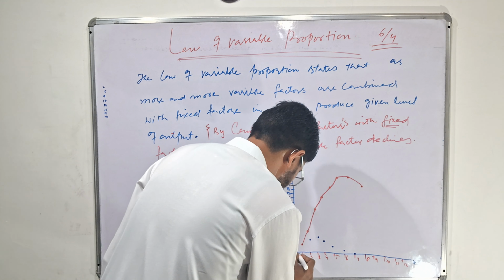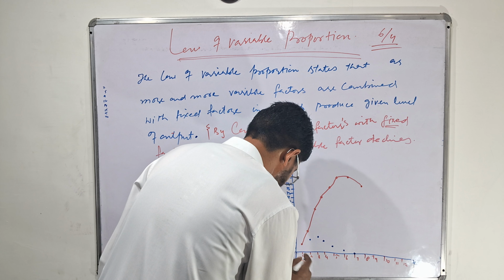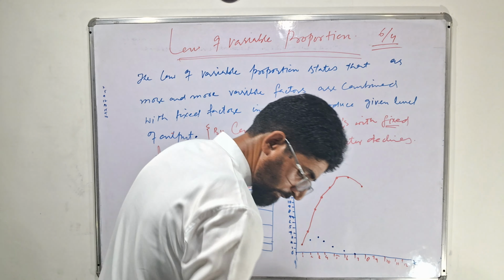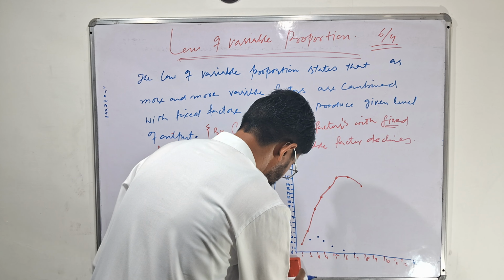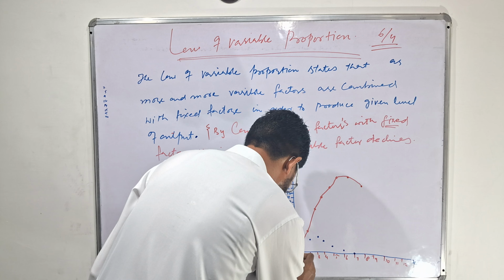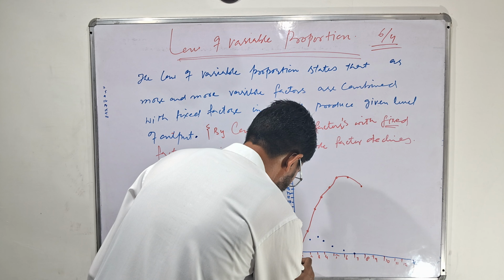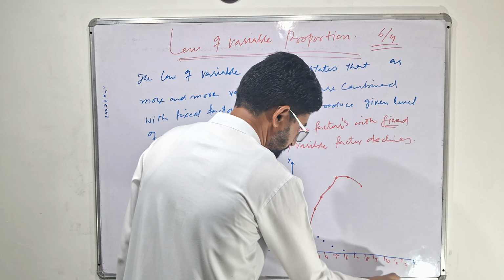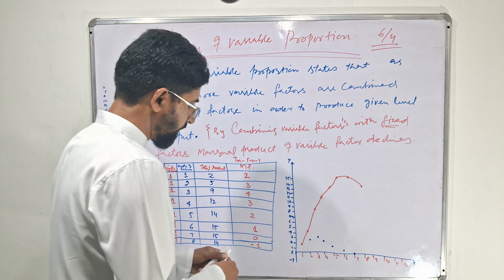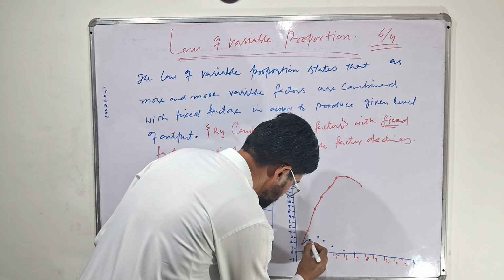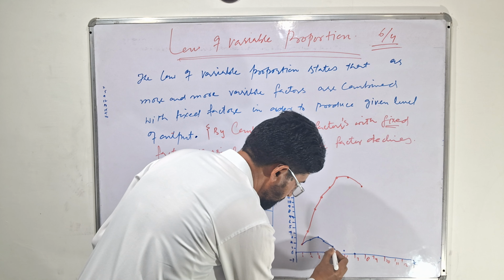Then minus 1. As below x is minus 1, that will be here, below x. Now I will join. Then it will go below the x-axis. Now what is this? This is total product. Below is marginal product.